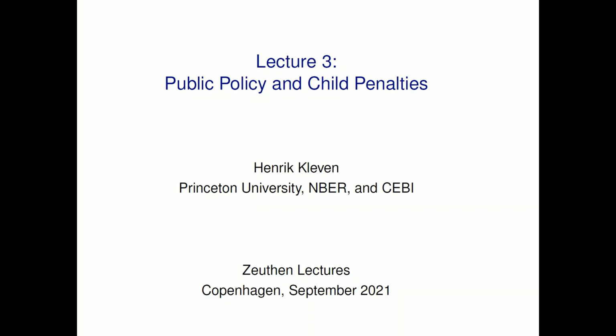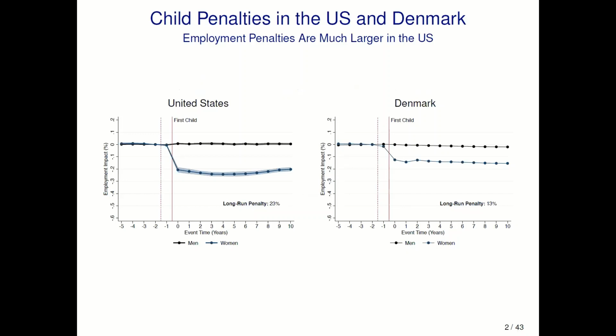So what I did on Monday was to compare child penalties in the US and Denmark, specifically child penalties in employment rates, right? And so what we have overall is that child penalties in employment are considerably larger in the US than they are in Denmark. A long-run penalty of 23% in the US versus only 13% in Denmark. So, almost twice as large.